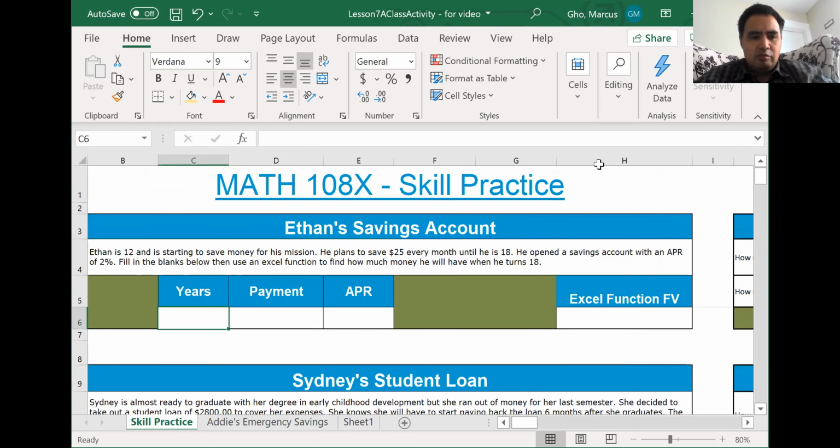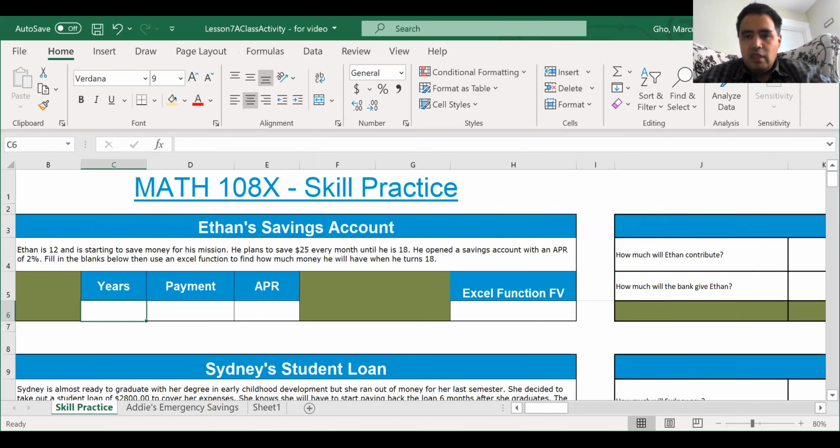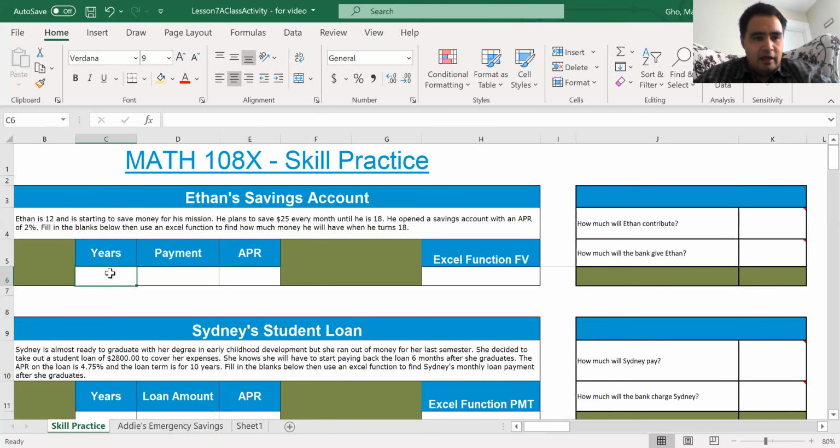Okay, let's move over to the skill practice worksheet. Let's start working on this. The very first example we have is a young man who is going to be saving up for his mission. He's 12 years old and he's going to put $25 every month away towards his mission. We're going to do a little bit of math here. He's going on a mission when he's 18, that's the plan. So 18 minus 12 is 6.